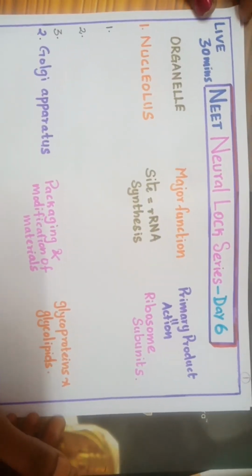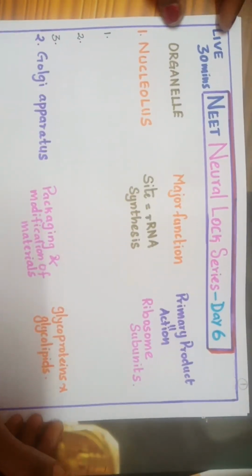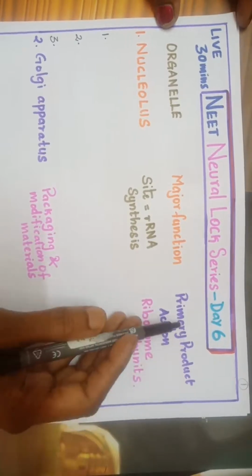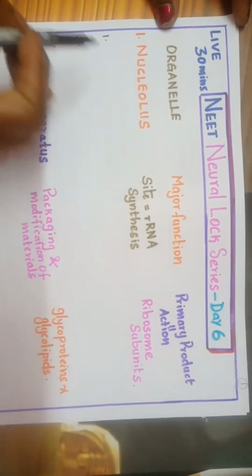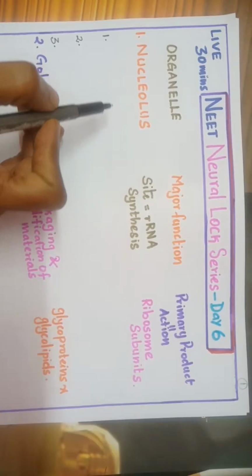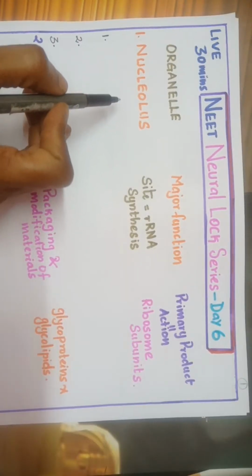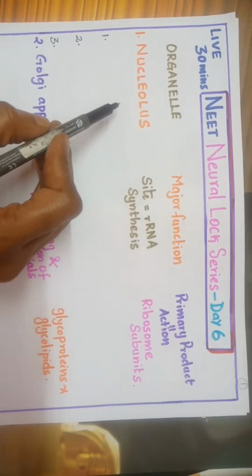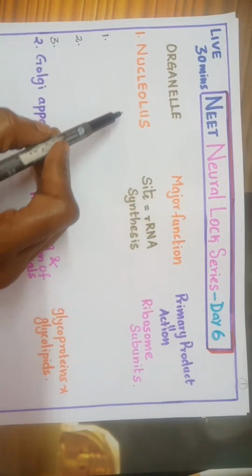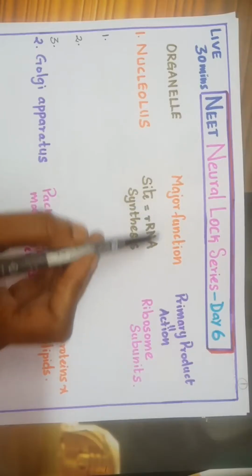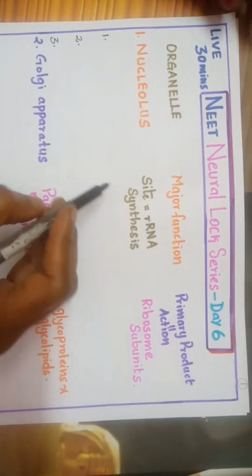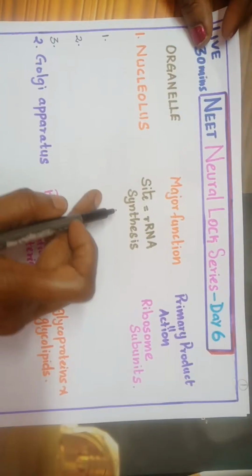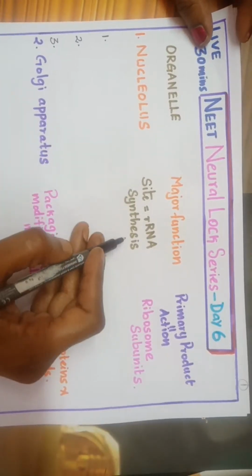Okay, first we'll start with the Neet Neural Log series day 6. First with the organelles, okay? The first organelle we are going to see is the nucleolus, which is the genetic command center of the cell. It has another function, that it carries the genetic blueprint, but I have mentioned here a few of the major functions, for you to remember, because we are writing only code words, right?